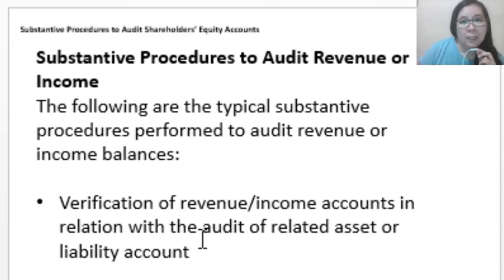First, the auditor can verify the revenue or income accounts in relation to the audit of the asset or liability account. Because in this case, revenue can also be simultaneously audited with the accounts receivable or cash, in the case of credit sales or cash sales.